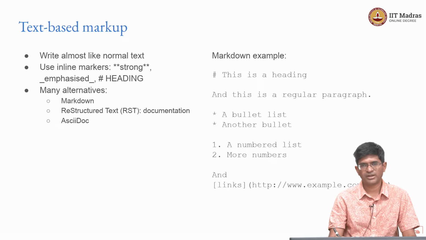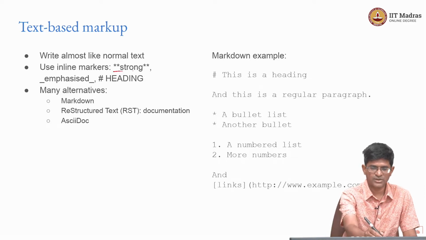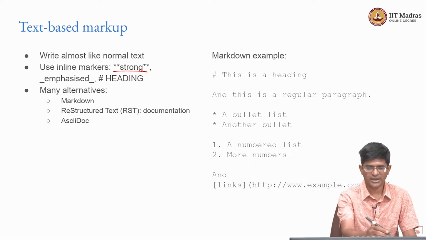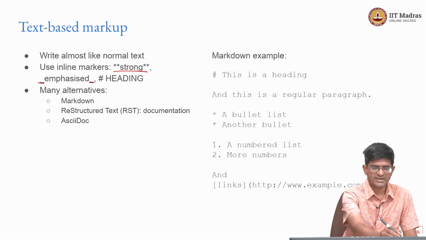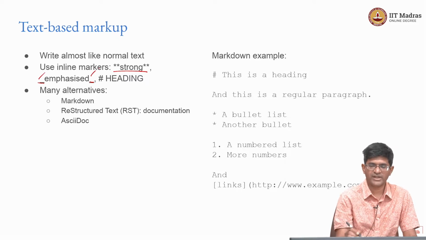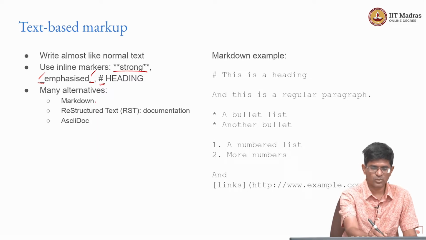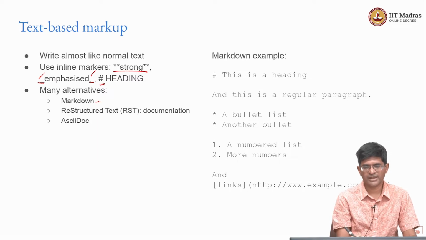Now, there is an alternative, which is to use what's called text-based markup, where you can almost write like normal text and you use just some kind of inline markers, so something like, use asterisks to indicate something as strong or to be displayed in bold. Use something maybe emphasized like this, or using slashes. There could be different ways by which it's done. I use a hash in front of a string in order to indicate that the entire line corresponds to a heading. Now, all this is roughly what corresponds to Markdown, which is one of the alternatives that you might have already heard of.